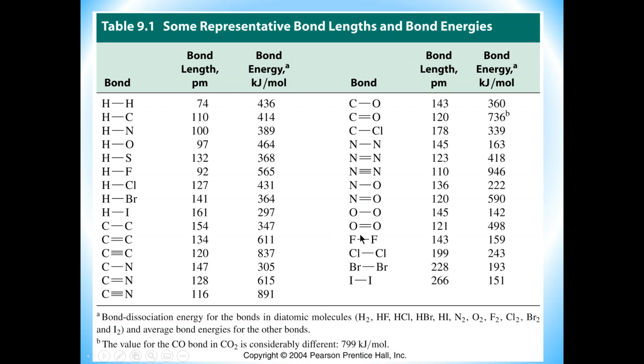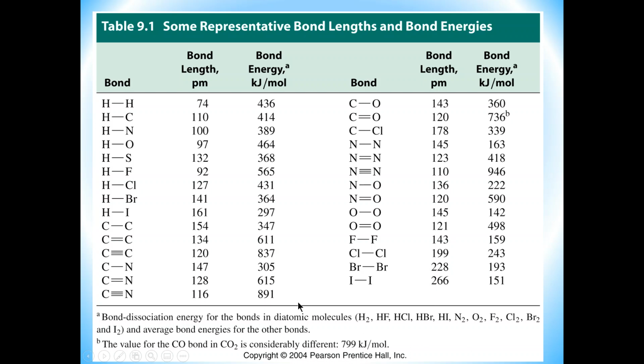What else? You can see that trend that I described also holding true for diatomic molecules, such as fluorine, chlorine, bromine, and iodine. As you go down the group, from fluorine to iodine, the atomic size increases. So you see that the bond length increases as well, and there's a corresponding decrease in the bond dissociation energies.